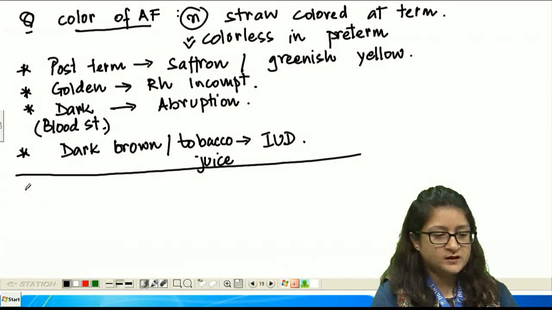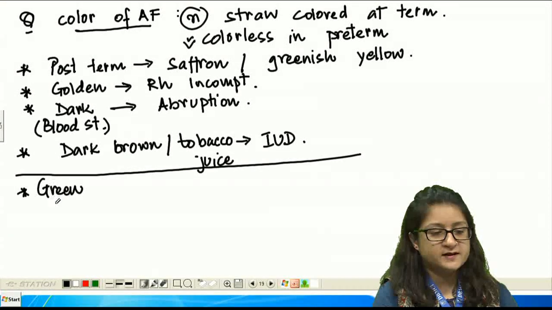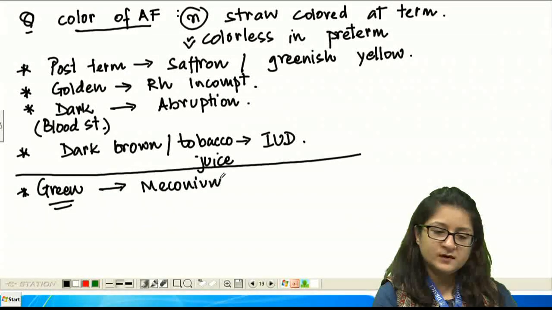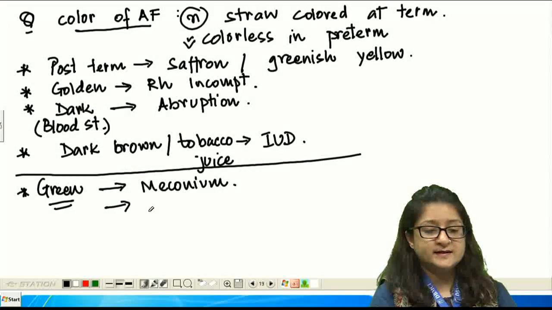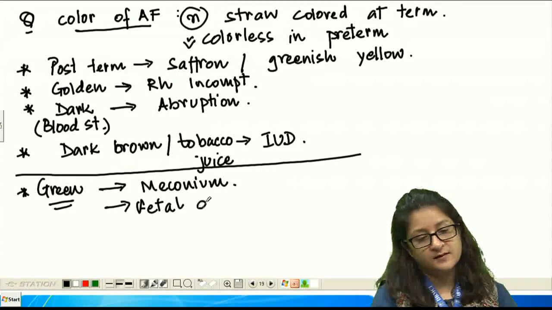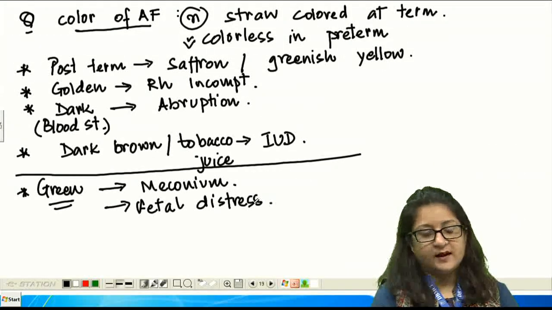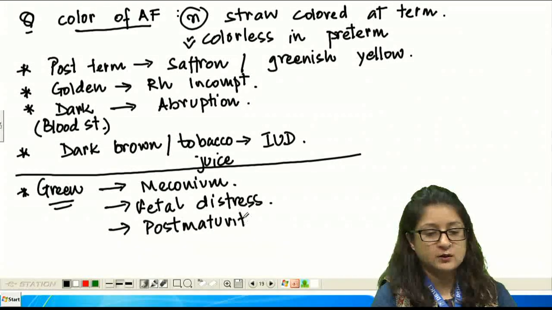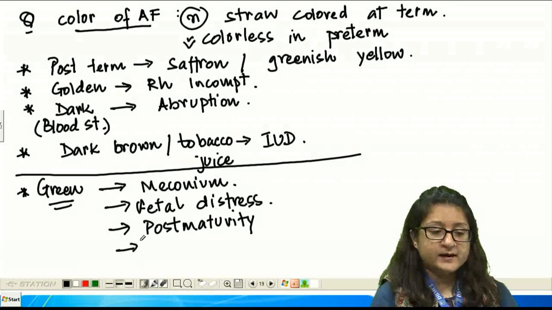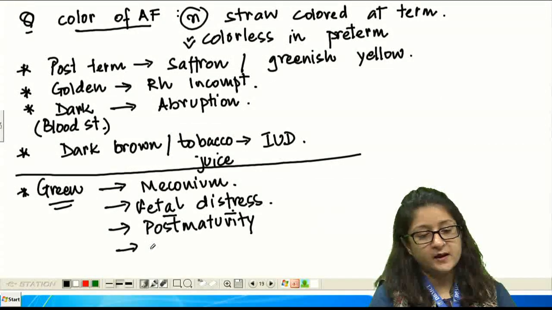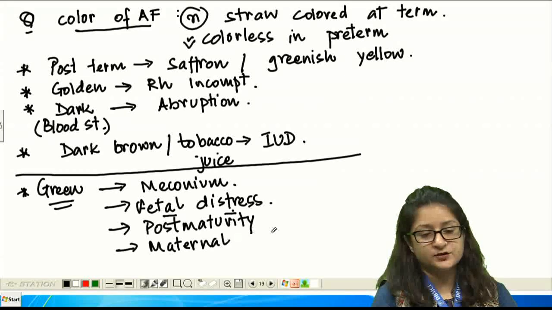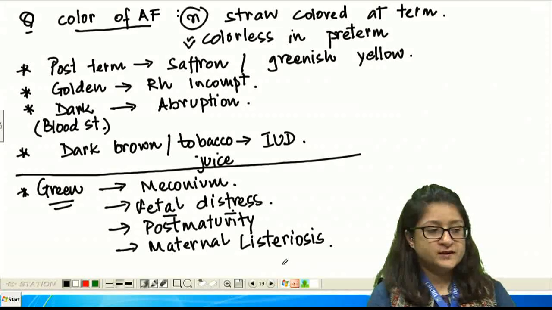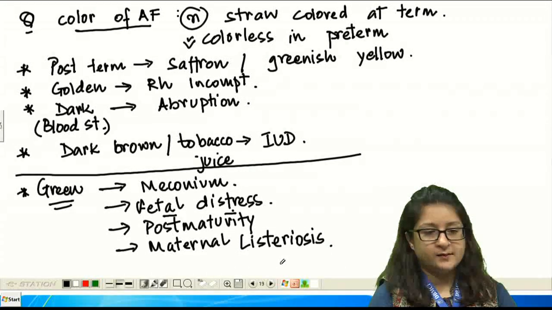Very, very important, what about the green colored amniotic fluid? Now this green colored amniotic fluid can be seen very importantly with meconium. When the baby passes meconium, it can be seen in fetal distress. It can also be seen in post-maturity. Sometimes a post-mature infant can also pass meconium. And again, an important point is that it can be seen in maternal listeriosis infection. All right. So this is what is important about the amniotic fluid.